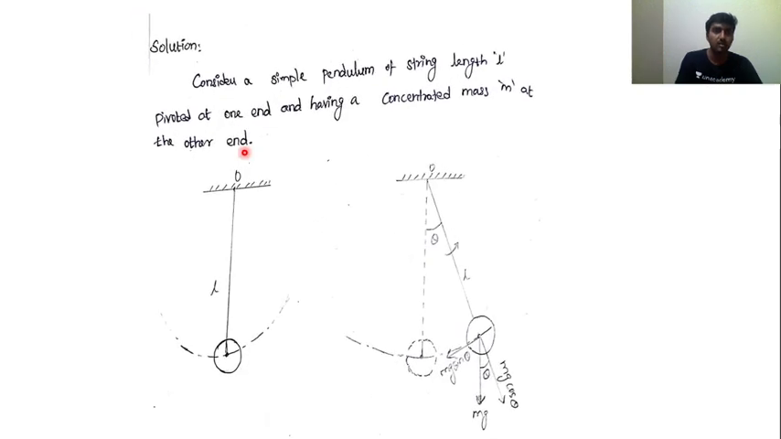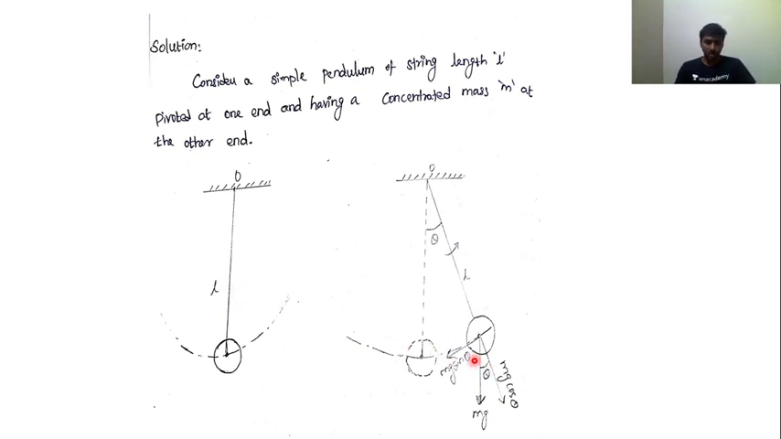First, we are going to have the simple pendulum category. The natural frequency of the simple pendulum is given as follows. Consider a simple pendulum of string length L pivoted at one end and having a concentrated mass m at the other end. So that's a simple pendulum. It is connected at one end to the pivoting point, and at the other end is the mass center, at a distance L. When we give an initial force to the pendulum, it oscillates a few times.